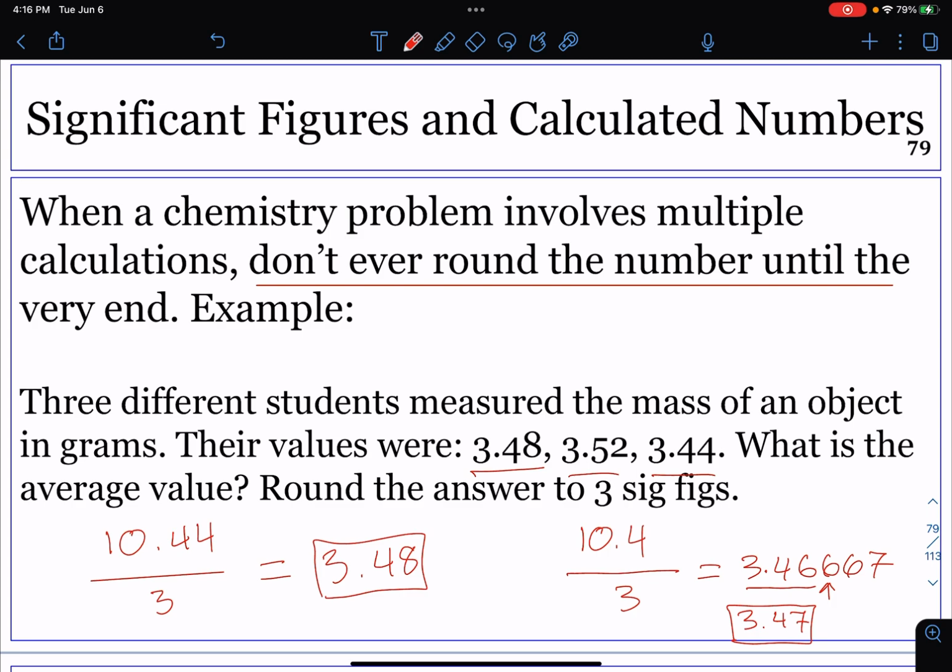And while that does seem very close to the actual answer of 3.48, in some real life problems, this actually does make a difference, especially when a lot of chemistry problems involve lots of calculations. If you were to continuously round after every single calculation, you often end up with a pretty big difference. So keep to the rule. Don't ever round the number until the very end of the problem when you're completely done. Then go back and look at how many sig figs you are supposed to have, and finally, for the first time, round your number.